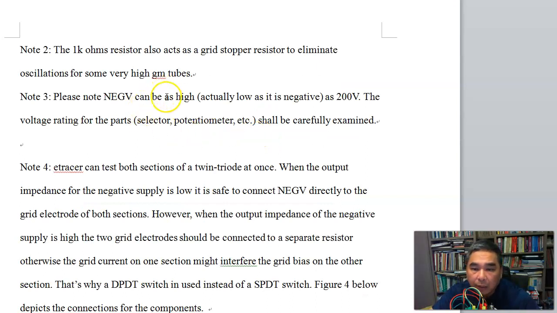Note 3, the negative V can be very high. In the eTracer, it can be as low as negative 200 volts. The difference between negative V and the ground will be 200 volts. So you have to consider the voltage rating. For example, if you decide to use a potentiometer instead of a rotary switch, you have to check the voltage rating of this part.